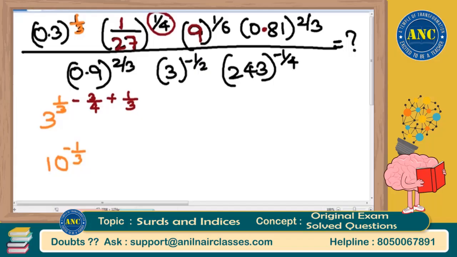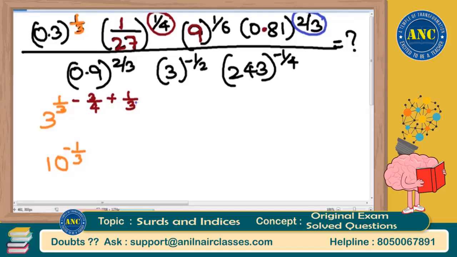0.81 is 81 by 100. 81 by 100 is nothing but 9 by 10 whole square. I believe that everyone is understanding. I am not writing every step and explaining, but rather I am explaining each and every step. 0.81 is 81 by 100, which is 9 by 10 whole square. 9 by 10 whole square whole power 2 by 3. It is 9 by 10 to the power of 2 into 2 by 3, which is 4 by 3.